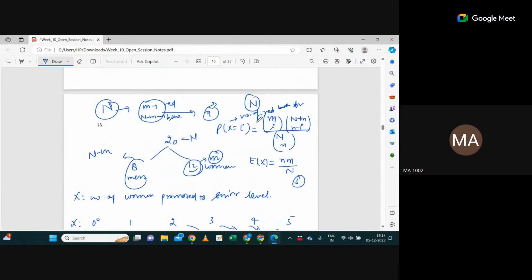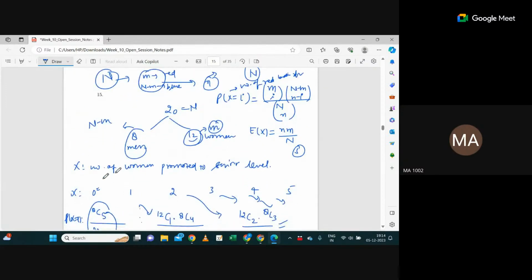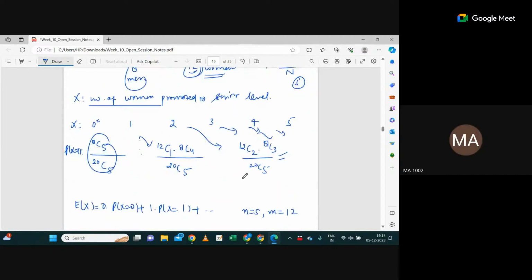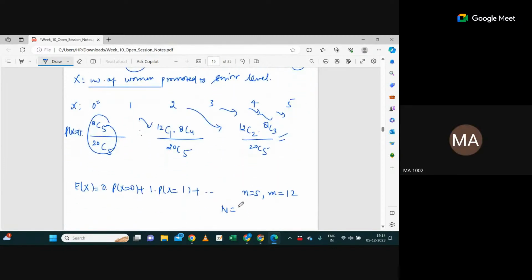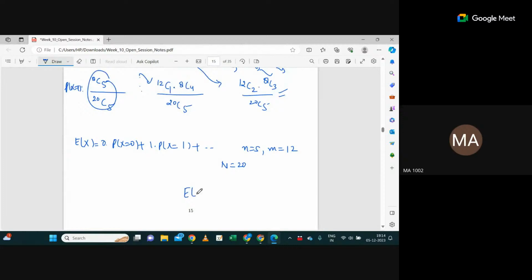Basically, X represents the number of red balls drawn. Here we are interested in the number of women. How many women are there? 12 women, right? And capital N is 20. So the expected value of X, I can directly find as n times m divided by capital N. So it will be 5 into 12 divided by 20, which is 60 divided by 20.